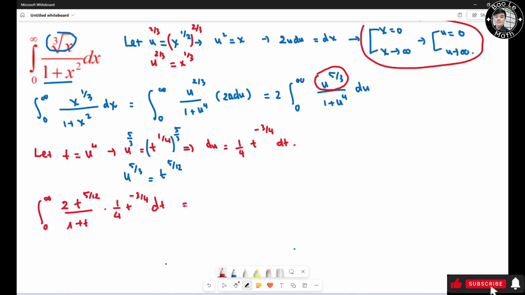Alright, so to simplify this one, it's going to be 1/2, the integral from 0 to infinity, since 2 over 4 is 1/2, right? Now I need to combine these, so it turns out to be t^(-1/3) over 1 plus t dt. The reason why I did it this way is that I'm trying to convert this into the beta function, so this actually relates to the beta function.